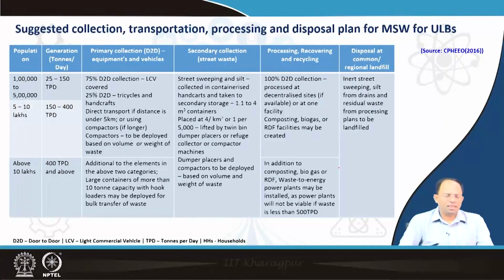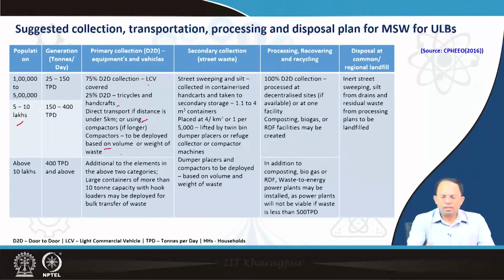Now, if I go to larger cities of 1 to 5 lakhs or even 5 to 10 lakhs, you see that 75% D2D collection is via LCVs, 25% is via tricycles and handcarts, and direct transport if the distance is less than 5 kilometers. So here there is an option. Earlier it was direct transport. Here it's not direct transport. If it is less than 5 kilometers, it's direct transport, or using compactors if longer. Compactors could be deployed based on volume or weight of waste, right? So that's how it has been decided.